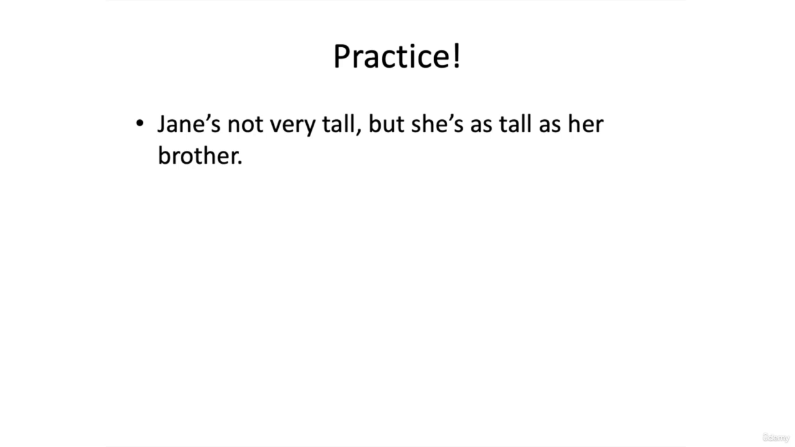Jane's not very tall, but she's as tall as her brother. As tall as is the comparative. This means that Jane and her brother are the same size.